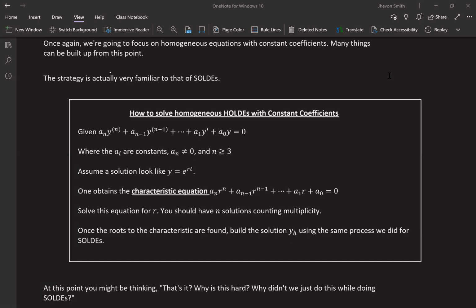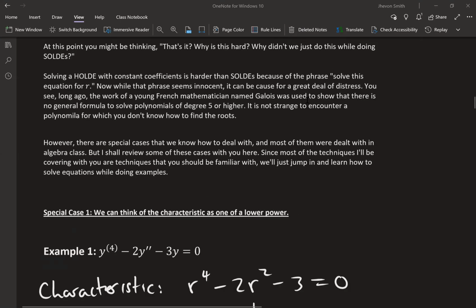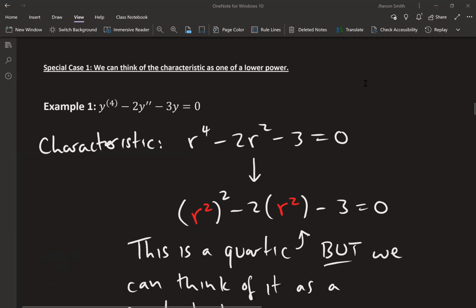These are the guys that you would be tested on, that you'll see in class, and that's what we started talking about. So some special cases are the following. We looked at a case where it was a higher order, but you can kind of think of it as a lower order because the powers actually relate to each other in ways similar to how powers relate to each other in a lower order.